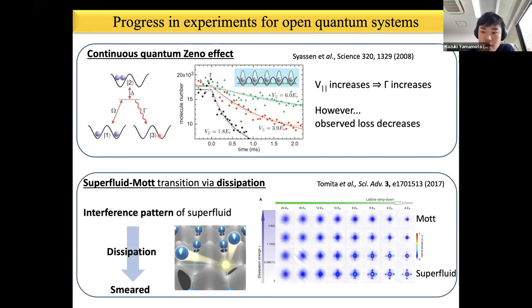Another example comes from the superfluid to Mott transition induced by dissipation. As shown in this figure, the interference pattern of the superfluid becomes smeared as we increase the dissipation, and the superfluid phase goes into the Mott phase as a result of dissipation.